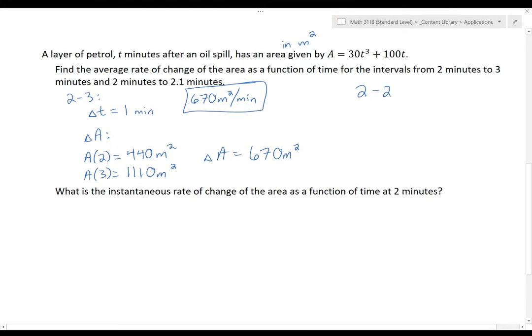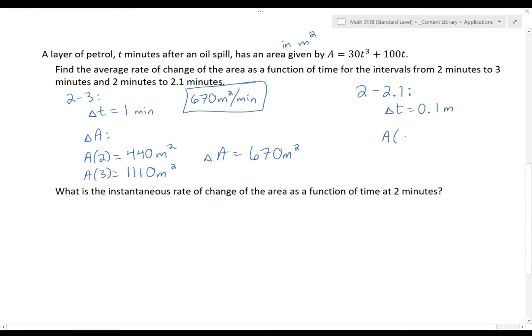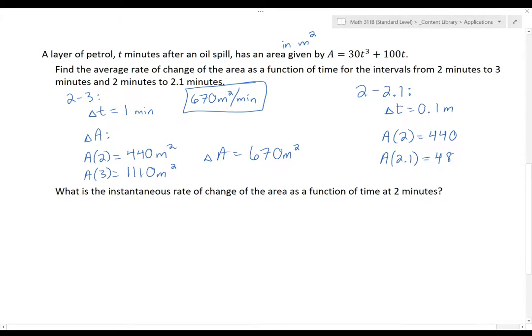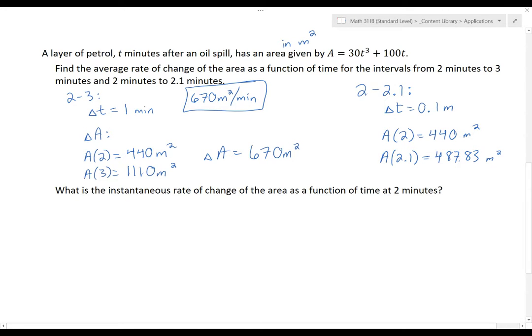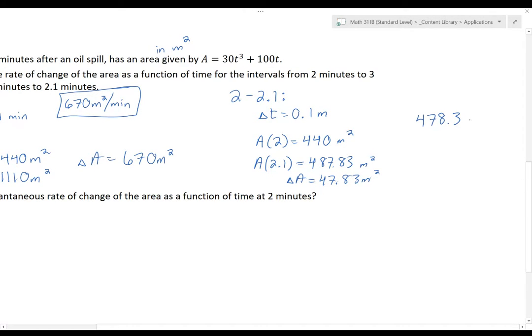If I take from 2 to 2.1 minutes, this is going to be closer to instantaneous because it's a smaller time interval. Delta t equals 0.1 minutes. I already know that the area at 2 minutes is 440. So let's find the area at 2.1 minutes. If I calculate this, I get 487.83 meters squared. So when I subtract the 440 to figure out delta A, I find that delta A is 47.83 meters squared, which means that the average rate of change here, 47.83 divided by 0.1, is 478.3 meters squared per minute.